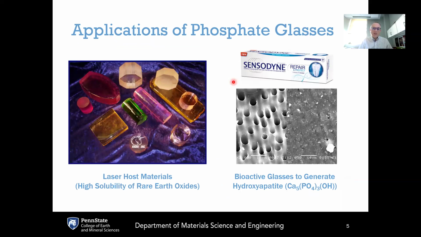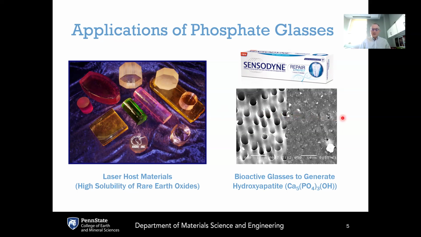What are some of the applications of phosphate glasses? Phosphate glasses have actually very high solubility of rare earth oxides. Rare earth oxides are used for fluorescence, they're used for laser amplification, and so they can be used as laser host materials. And because of the ability of phosphate glasses to have higher concentrations of rare earth oxides compared to silicate glasses, they make really effective laser host materials.